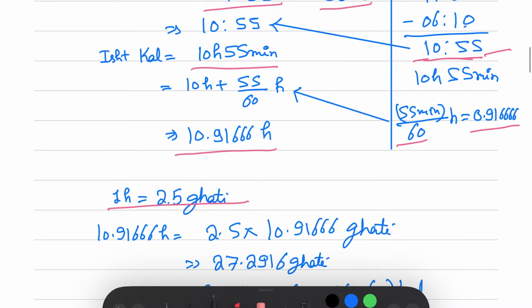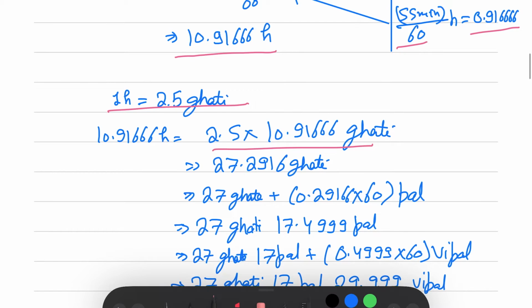1 hour is equal to 2.5 ghati. So for 10.91 we multiply it by 2.5, which comes to 27.2916 ghati. Since we have a decimal value, let's convert it into a lower unit. So 27 ghati, then multiplying the fraction by 60 moves from ghati to pal. So it is 27 ghati and 17.4999 pal.